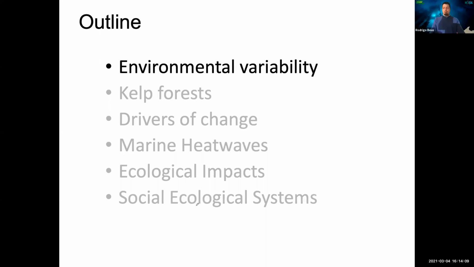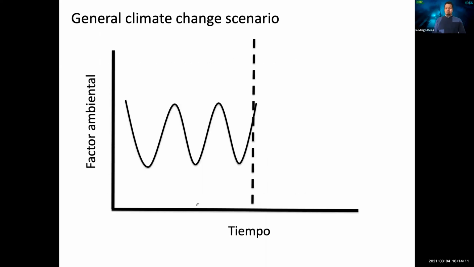So first, environmental variability. Environmental factors are dynamic in time. There's cold and warm in time. There's different seasons, and the variability is usual, it's normal.